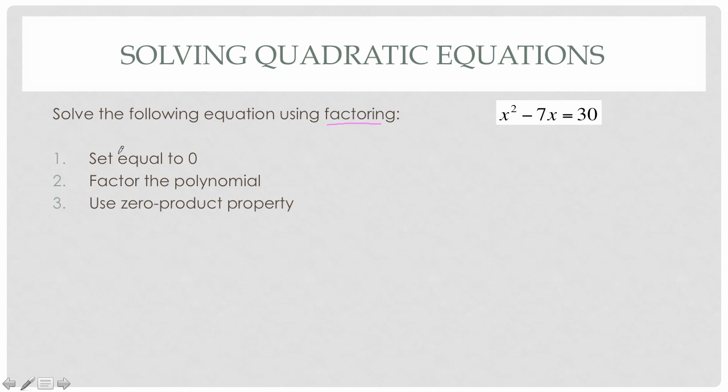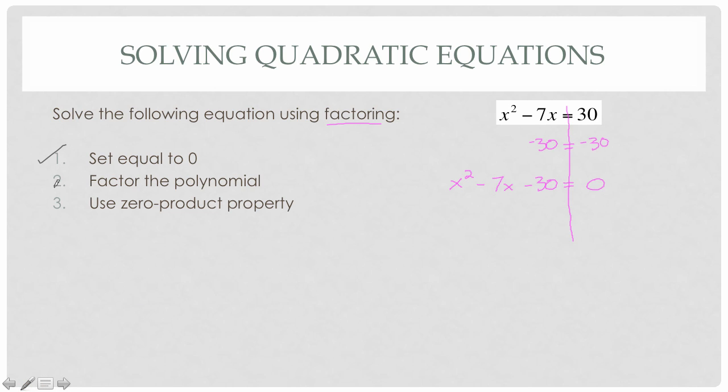Here are my steps. We're going to run through this all the way. The first thing is I can't use the zero product property until it equals 0. So I'm going to subtract 30 from both sides and get x squared minus 7x minus 30 is equal to 0. That's my first step.